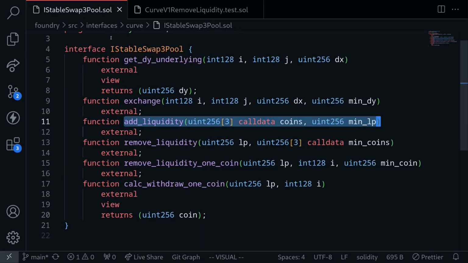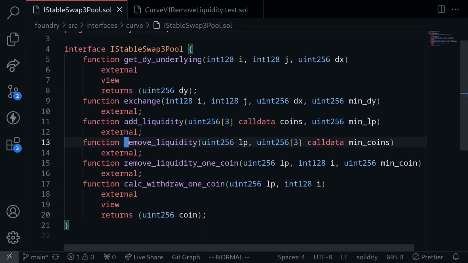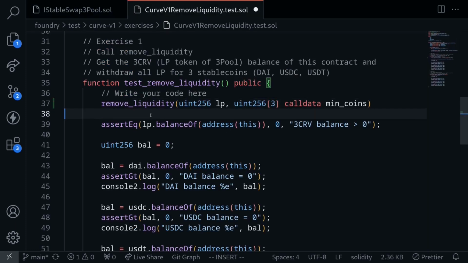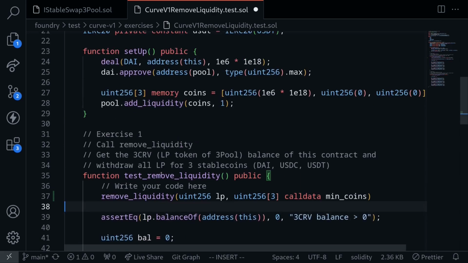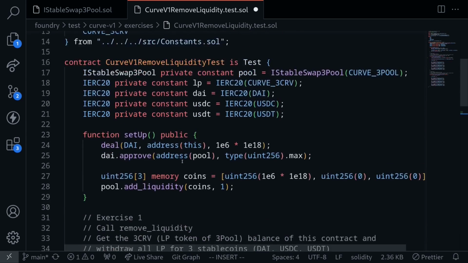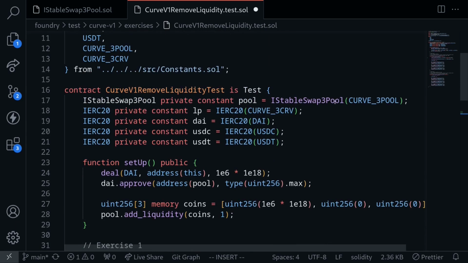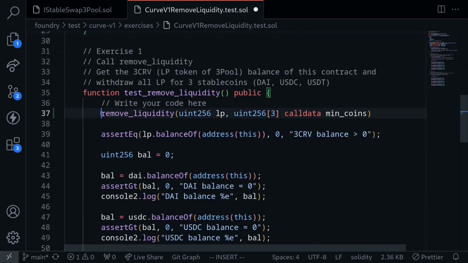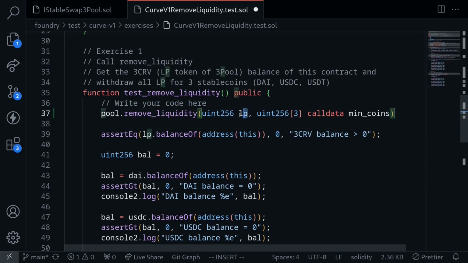Inside the interface IStableSwap3Pool, I'll copy this function declaration and then paste it here. And I'm also going to check the name of the variable that is initialized for the Curve V1's pool. The name of the Curve V1's pool is called pool. So over here, I'll call pool.remove_liquidity. And now we need to figure out the balance of LP that is locked in this contract and the minimum coins that we expect to get back.